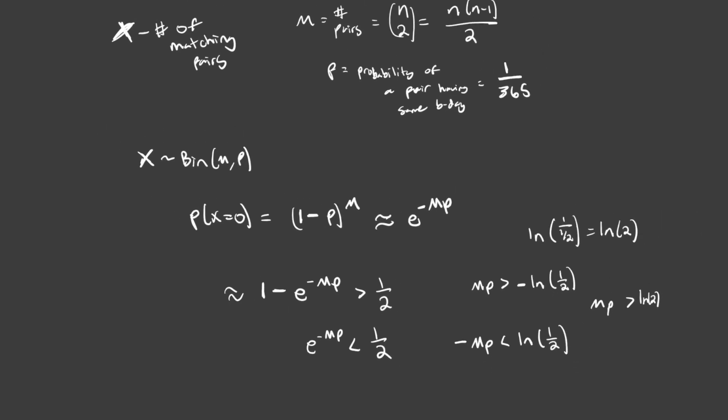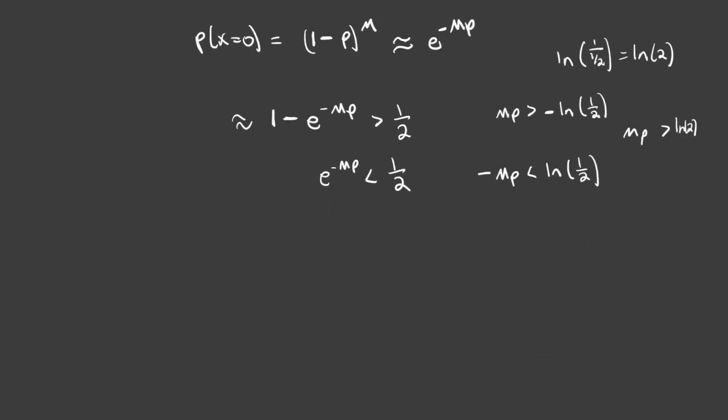So if we want mp greater than the ln of 2, that's essentially n times (n minus 1) over 2, times 1 over 365. We want that greater than the ln of 2. So when we find the smallest n that does so with this approximation, obviously the approximation is going to be a lot easier than the big product. We also find that n equals 23 once you work this out.